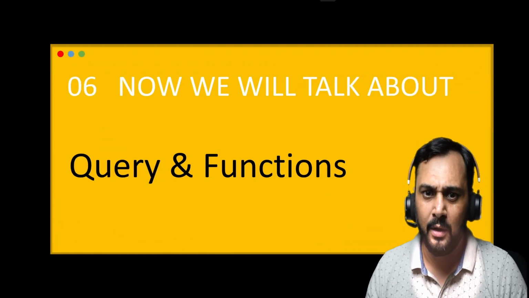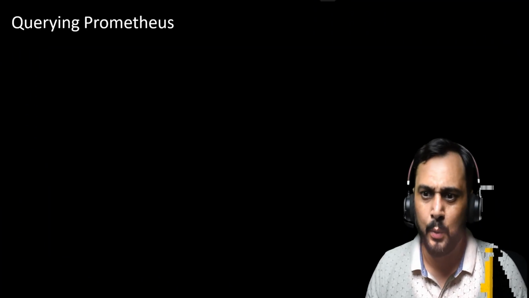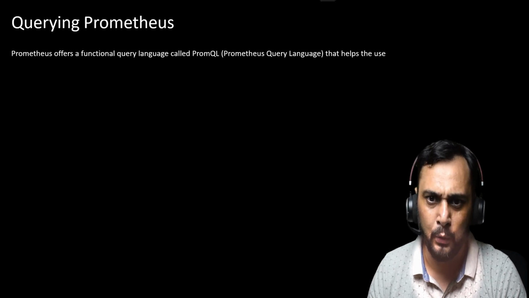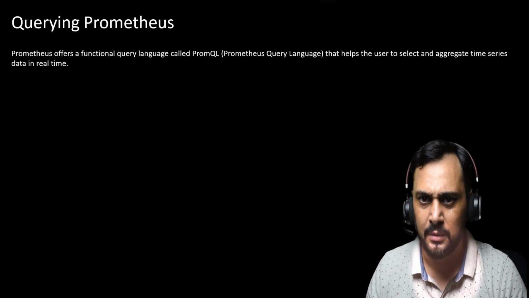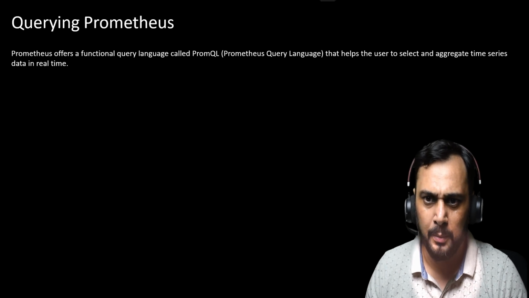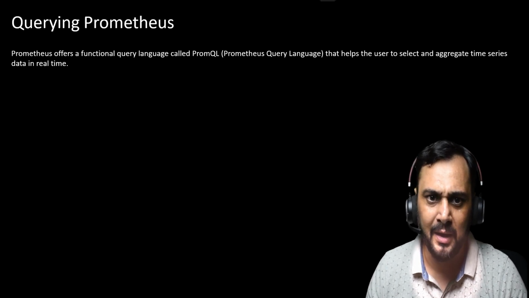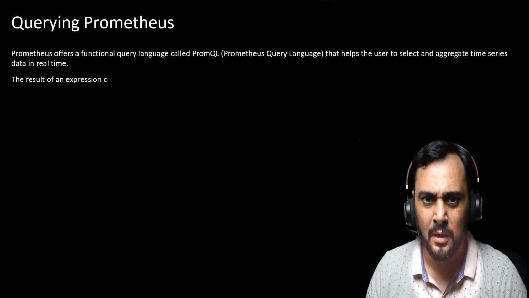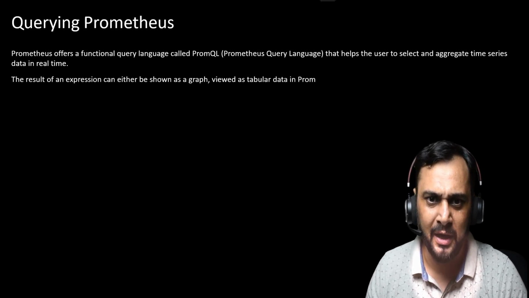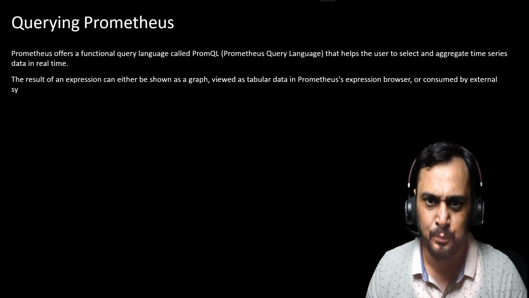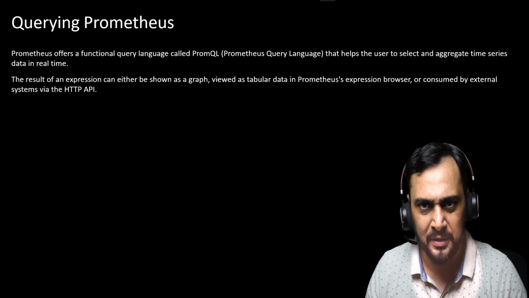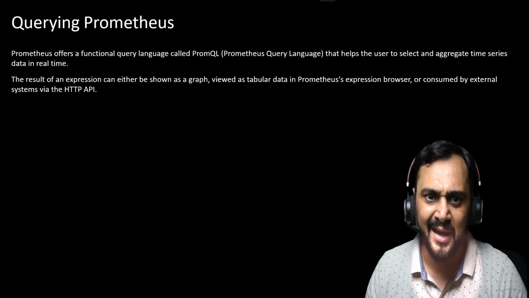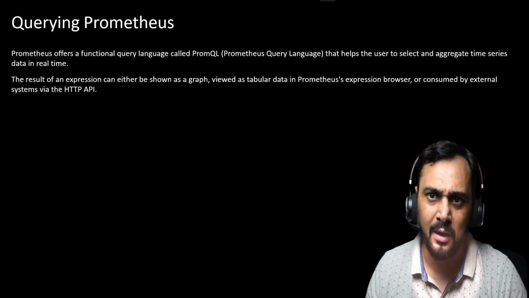In this topic, we will talk about query and function. Query Prometheus. Prometheus offers a functional query language called PromQL. It is a Prometheus query language that helps users to select and aggregate time series data in real time. What it means, let's understand. The result of an expression can either be shown as a graph, viewed as tabular data in the Prometheus expression browser that we showed previously, or consumed by an external system via HTTP API.